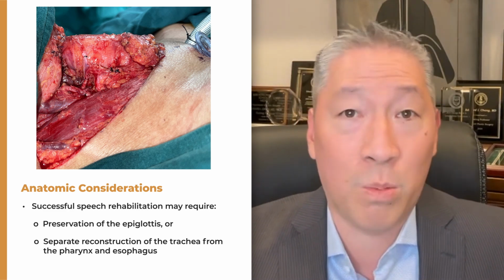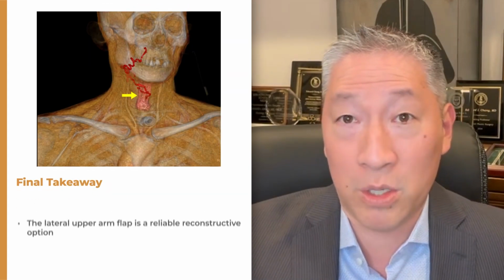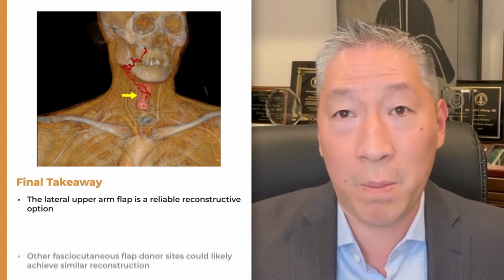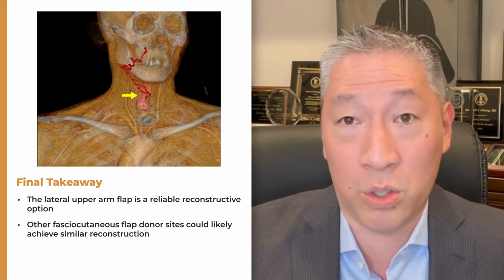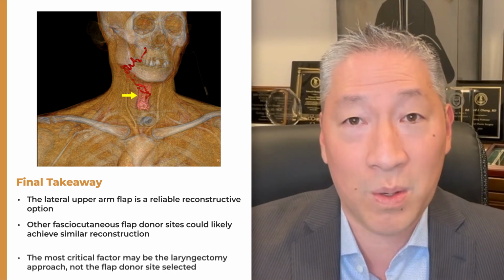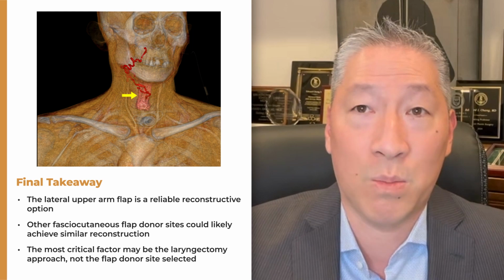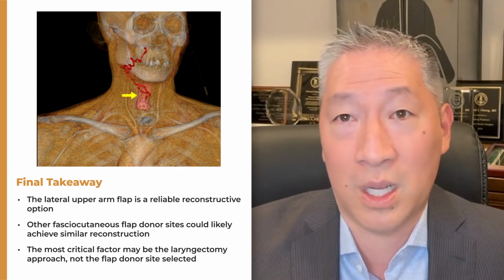and that again can be achieved with any number of different flaps. And the authors opted to use a lateral upper arm flap, but in my opinion, any of the other fasciocutaneous flap donor sites could have been used very reliably in order to reconstruct these defects. So again, I think the laryngectomy is the most critical aspect and not the donor site that is selected.